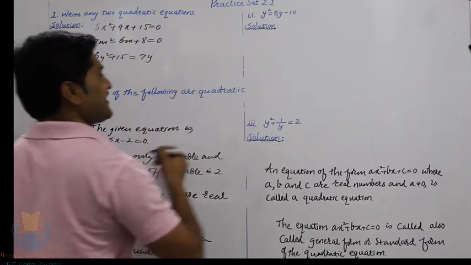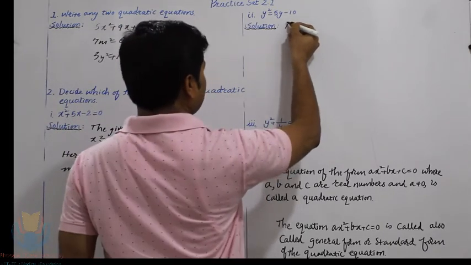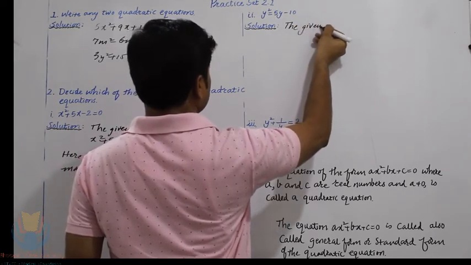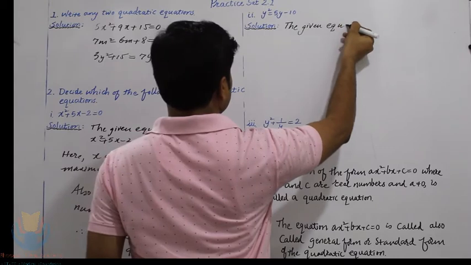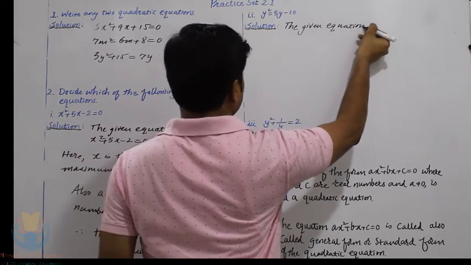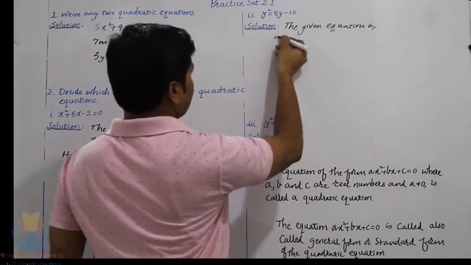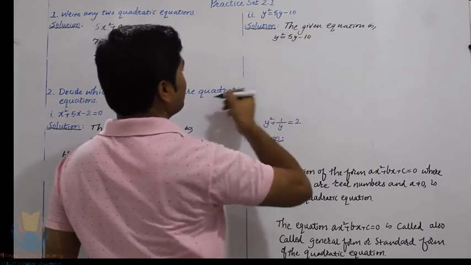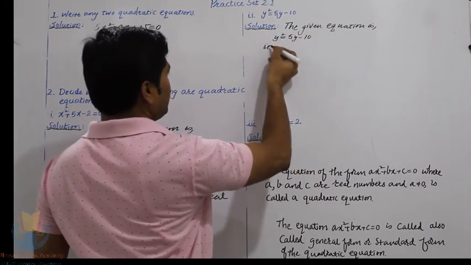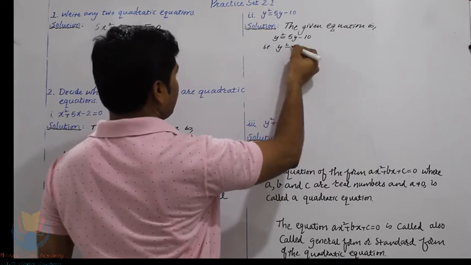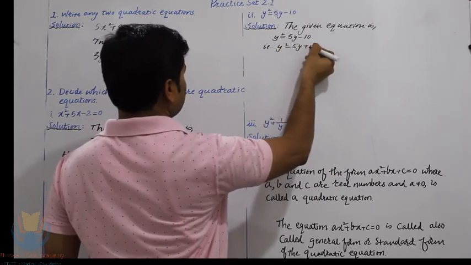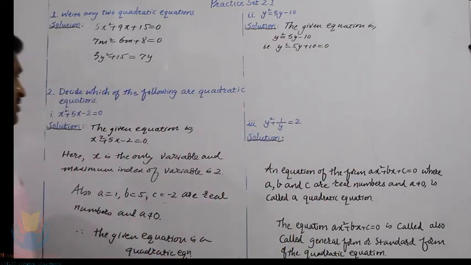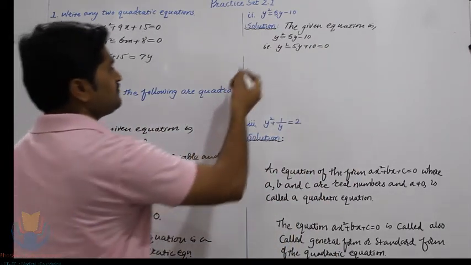So let's continue with the second one. Again we will write the same. The given equation is y square minus 5y plus 10 is equal to 0. Let's simplify it, y square minus 5y plus 10 is equal to 0. Again it is a quadratic equation. We have to write all the steps.